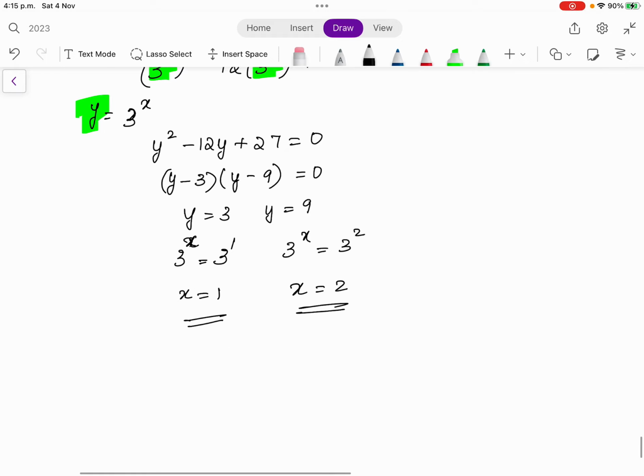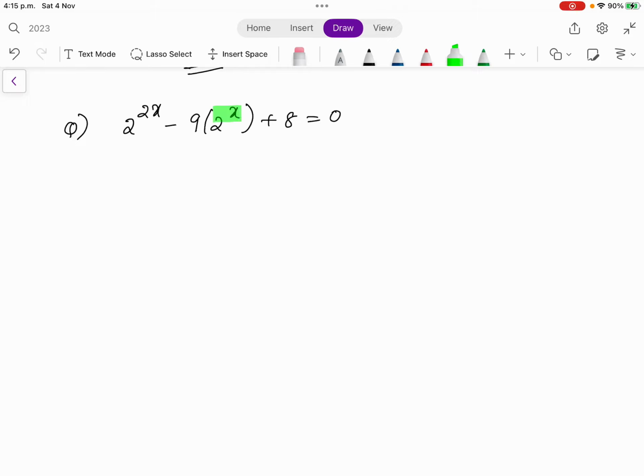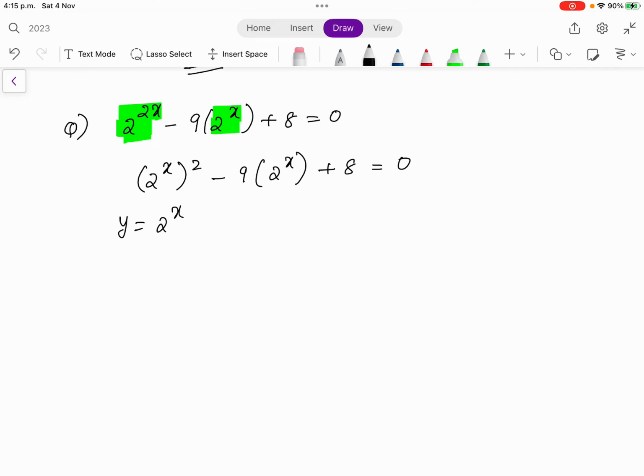Okay, we will do one more question on this method. 2 times 2 to the power of 2x minus 9 times 2 to the power of x plus 8 is equal to 0. Again, as I said before, you have to identify some common term. So here there is a common one. I'm going to rewrite it as (2 to the power of x) squared minus 9 times 2 to the power of x plus 8 is equal to 0. And then let y equal 2 to the power of x. So this will be y squared minus 9y plus 8 is equal to 0.